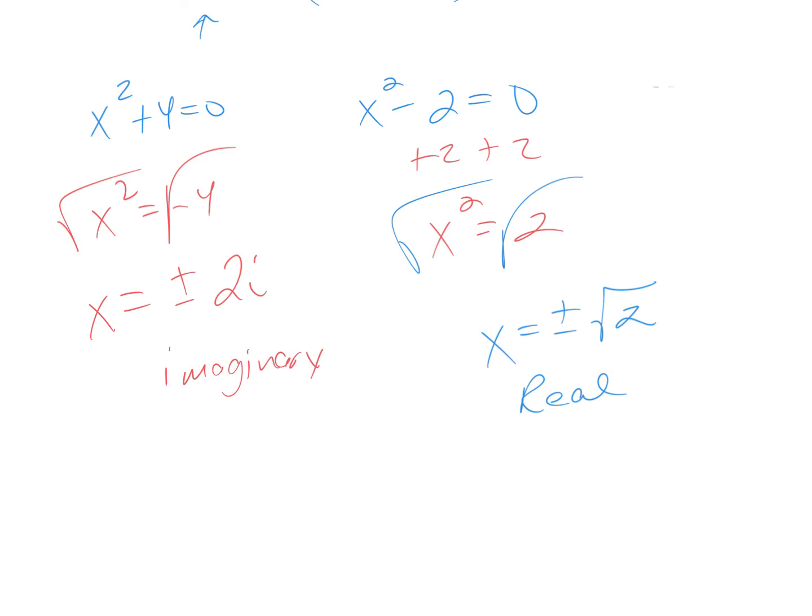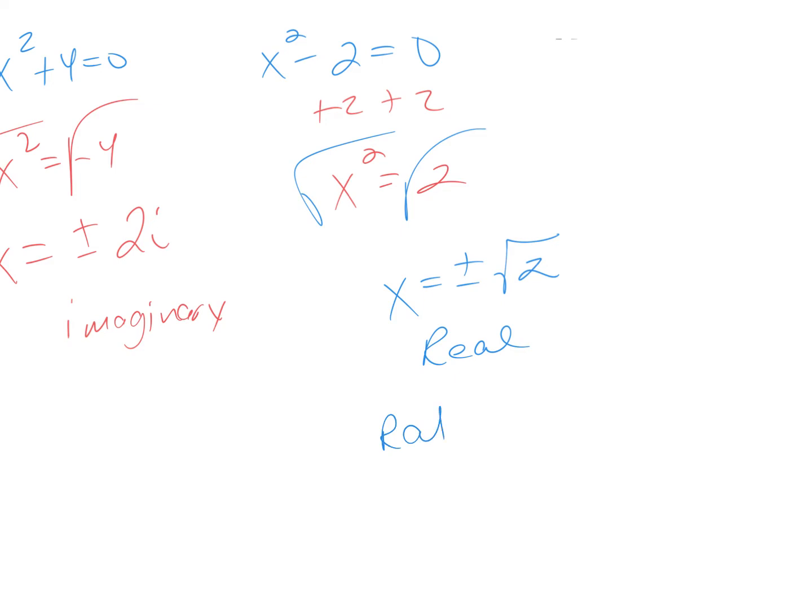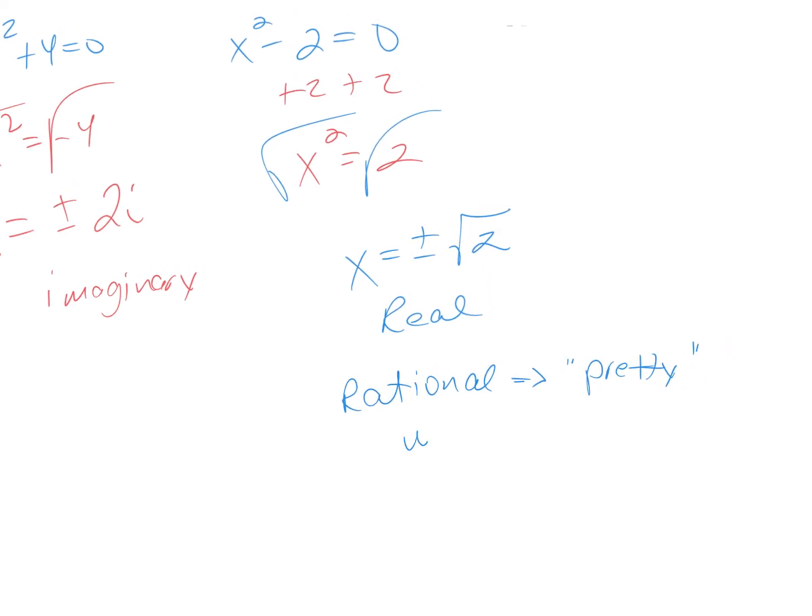Now we're going to talk about rationals versus irrationals. When I say a rational number, I'm going to use this term, pretty. It's either a whole number or a terminating decimal. What do I mean by that? 1/2. Is that a terminating decimal? Yes. 0.5, right? It stops. 2/3. Is that a terminating decimal? No, right? It's 0.6666. It keeps repeating.